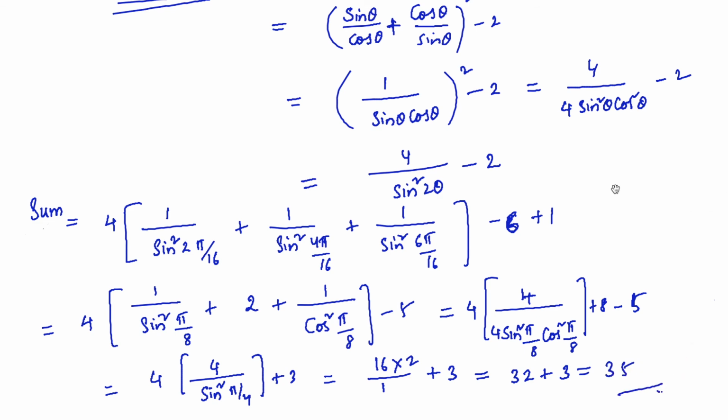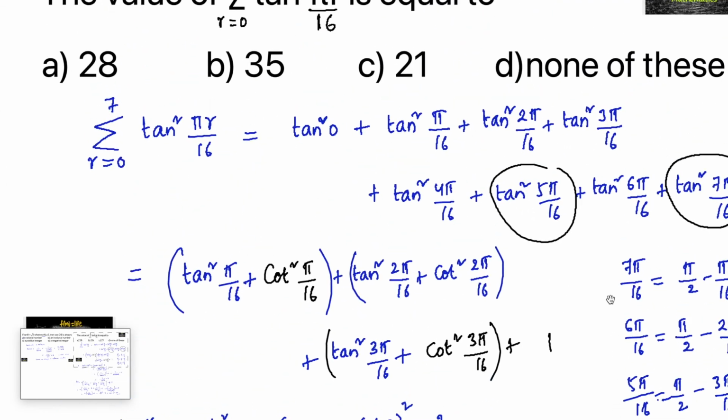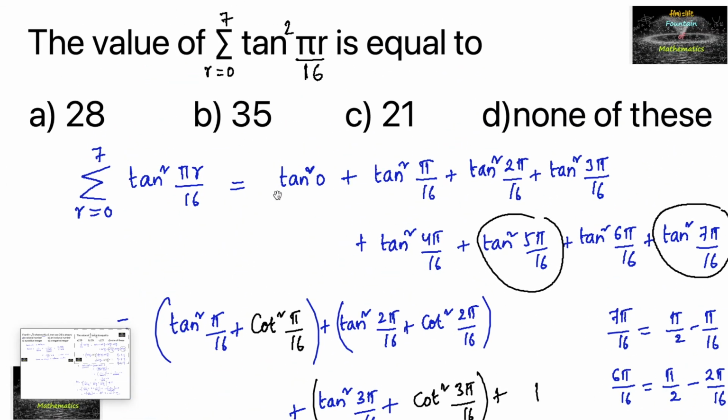So the value of summation r equals 0 to 7 of tan square pi r by 16 is 35. So option B.